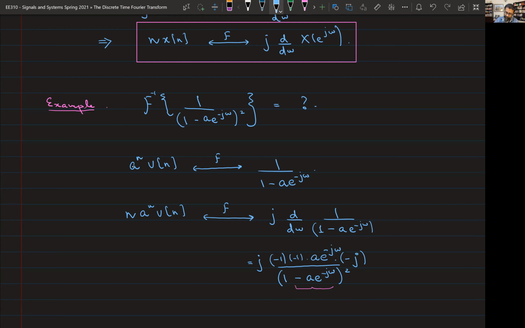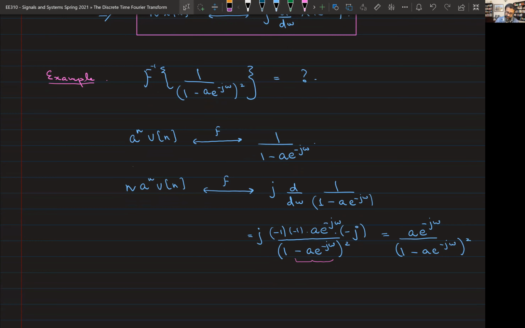And what I get here is, this is minus 1, this is plus 1, and j times j is minus 1, and there's a minus there, so this is a e raised to power minus j omega upon (1 minus a e raised to power minus j omega) whole squared. So if you have any questions about how I took this derivative, I think it's simple enough, but let me know. So this is what you have.